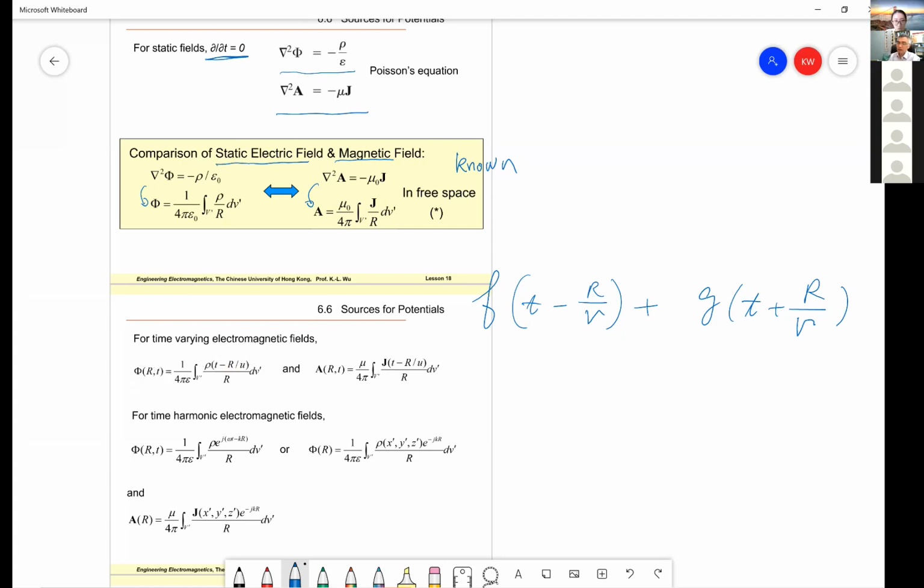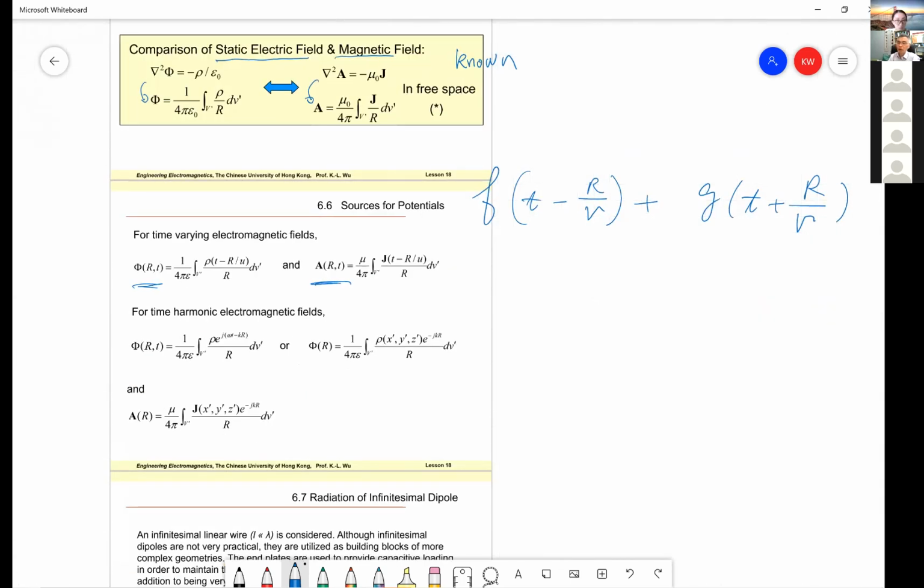So that means for a time varying electromagnetic field, if I know the charge distribution, if I know the current distribution, I can find phi and A. I can find phi and A, right? This is the general form if I don't know how it changes with time, right?